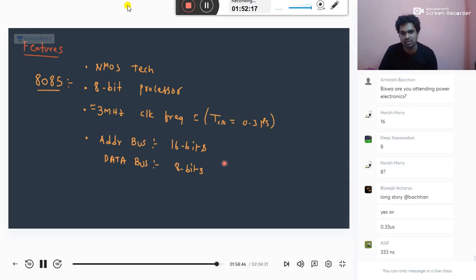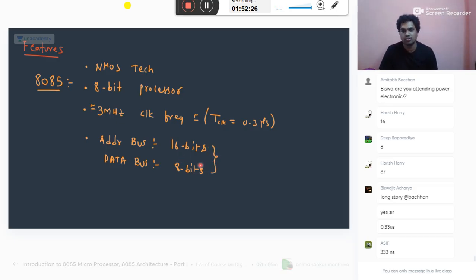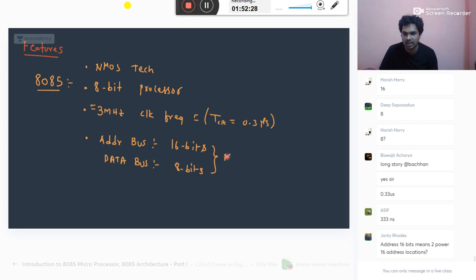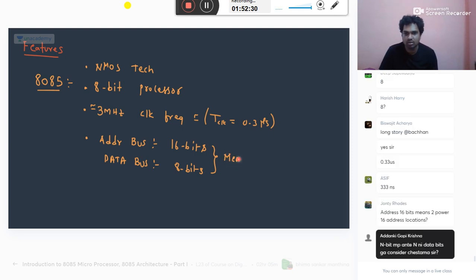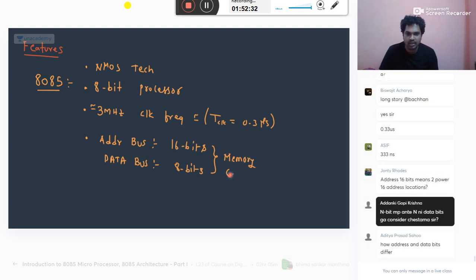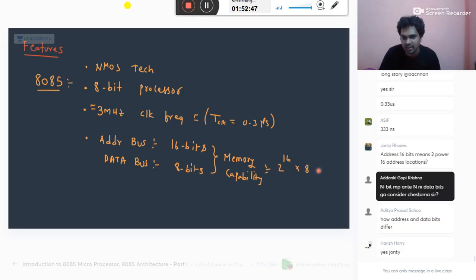It is an 8-bit processor. So its data bus size is 8 bits, address bus is 16 bits. What will the address bus tell you, what will the 8 bits tell you? So what is the memory capability? Yeah, I am coming to that. What is the memory capability of the processor? It is 2 power 16 into 8. Now you understand the meaning of the address and data.